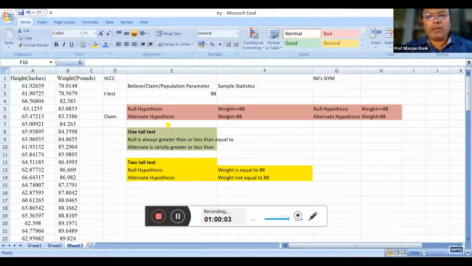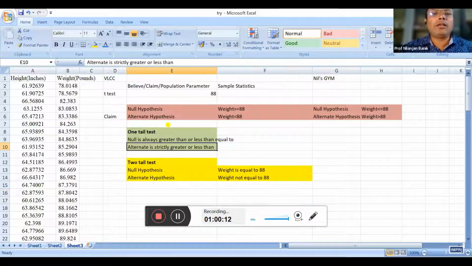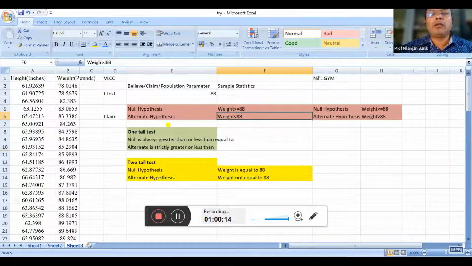Sir, alternative and null hypothesis should be reversed. Yogesh, doesn't matter. It depends upon whose side I'm taking. If I'm taking VLCC side, then they are claiming that alternate. So if you are VLCC, you want this alternate to be correct. So you choose the side, you choose the alternate which you want it to be correct.